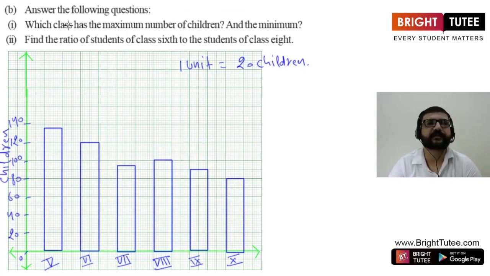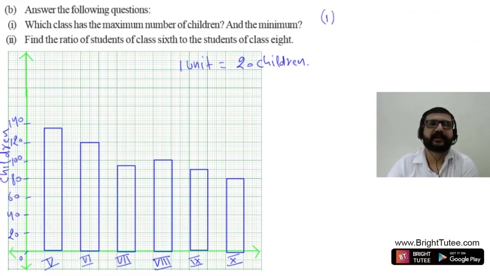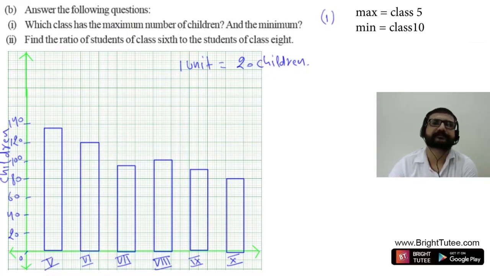Now we have to answer these questions here. The first question is, which class has the maximum number of children? Now as we can see, the highest bar is corresponding to class 5th. So it will be the 5th class which is having the maximum number of students. So it will be class 5. And then we have to tell which class is having the minimum number of children.